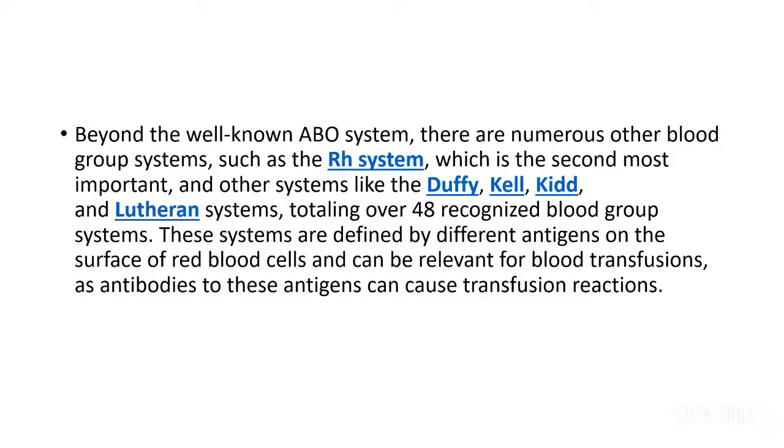So let's go to the Rhesus. First, let me just make an introduction. Beyond the well-known ABO system, which we have talked about, there are numerous other blood group systems, such as the Rhesus, which is the second most important. And other systems like Duffy, the Kell, the Kidd, and Lutheran systems, totaling over 48 recognized blood group systems. These systems are defined by different antigens on the surface of red blood cells and can be relevant for blood transfusions as antibodies to these antigens can cause transfusion reactions.